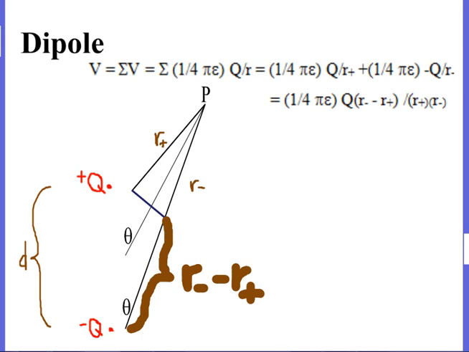But then I need to recognize that if r is much bigger than d, and I won't try to write that for you, but r is much bigger than d, then this r plus times r minus, well, those two become essentially the same as this value here if you go far enough away.